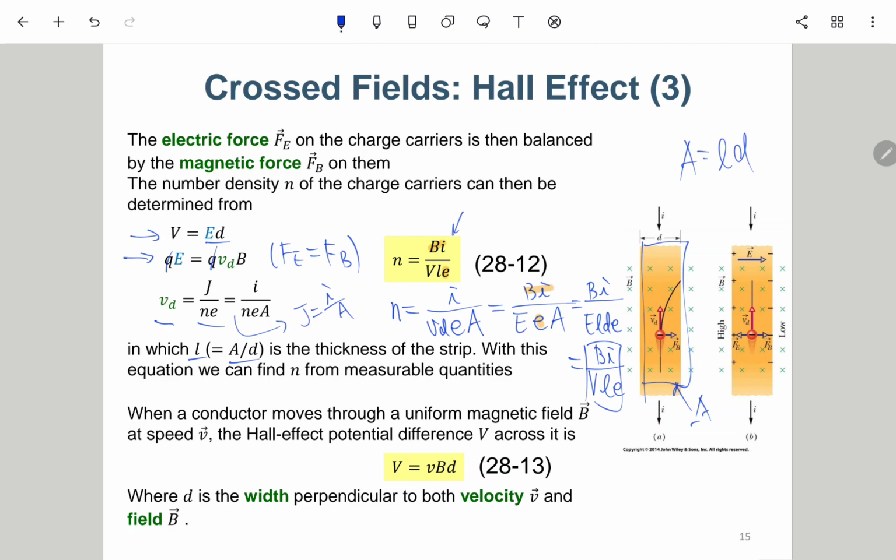So this one tells us that we can actually know the charge density inside the conductor. This B field is what we generate externally. The I is the current, so it is easy to measure. This V is actually the Hall effect potential between the left side and the right side. The L is the length of the wire, and e is the elementary charge. So all these variables are possible to be measured, and we may be able to use them to calculate the charge density.